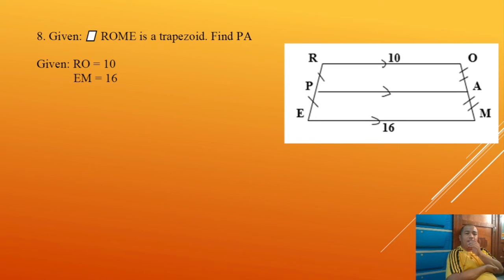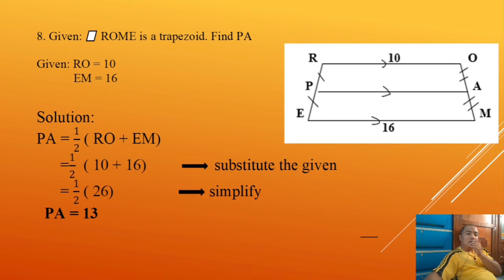Next, number 8. Another trapezoid. Given trapezoid ROMB. It is a trapezoid. Find the length of PA, the median. That's very easy. Just add the bases divided by 2. 10 plus 16, 26 divided by 2 is 13. Okay, let's show the solution. PA equals 1/2 times RO plus EM. 10 plus 16, 26 divided by 2 is 13. Okay, that's very easy.